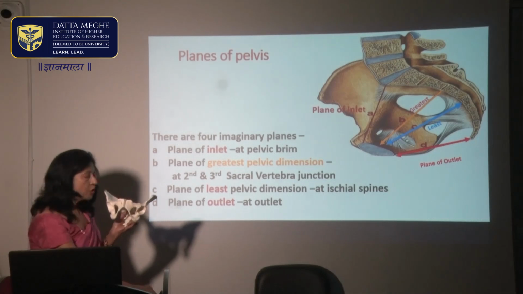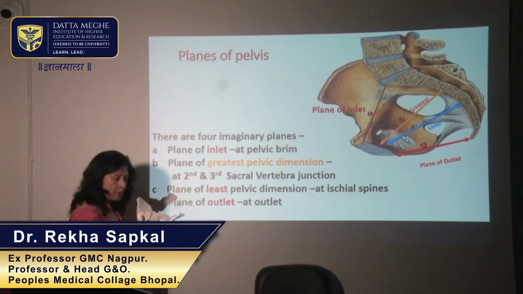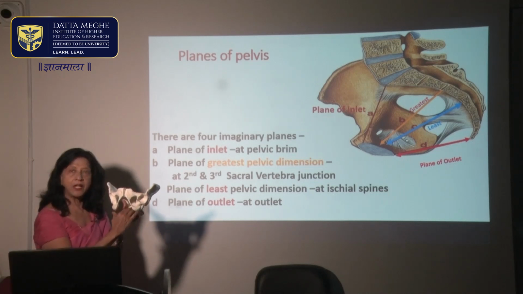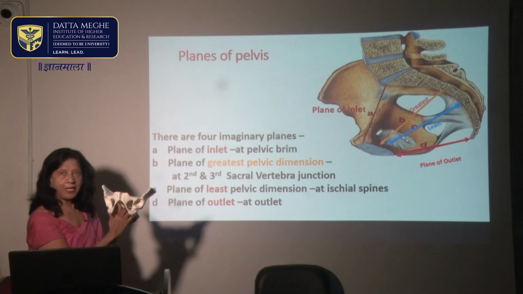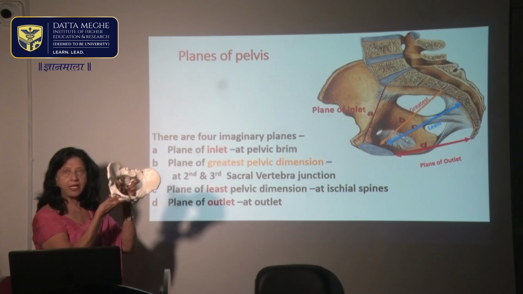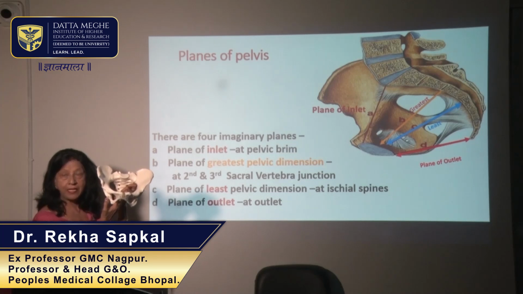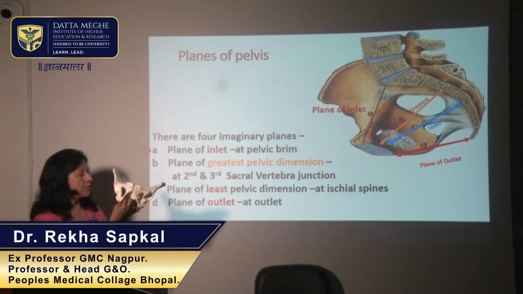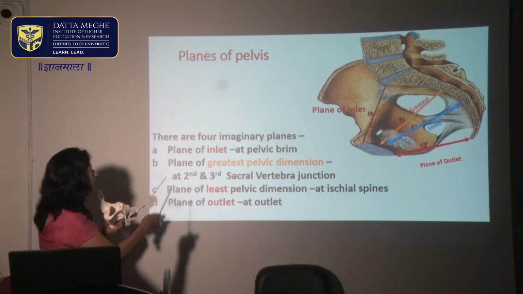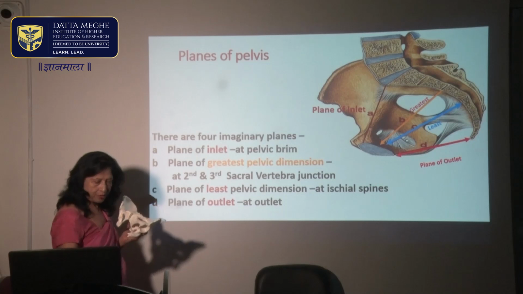The plane which is at the junction of the second and third sacral vertebra is the plane of greatest pelvic dimension. The sacrum is well curved, so wherever there is maximum curvature of the sacral vertebra is the plane of greatest pelvic dimension. What about the least pelvic dimension? If I visualize the pelvic cavity like this, the least dimension will be at the level of the ischial spines. They are jutting inside the pelvic cavity. Naturally, the least pelvic dimension is at the level of the ischial spines. So, in short, we have learned four planes: plane of inlet, plane of greatest pelvic dimension, plane of least pelvic dimension and plane of outlet.